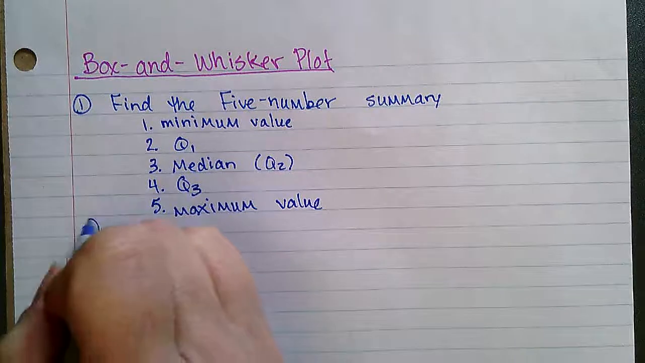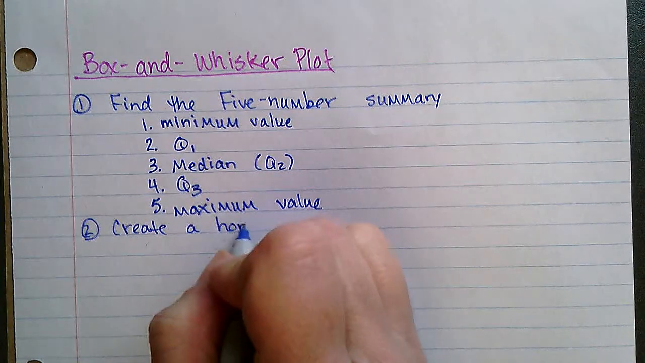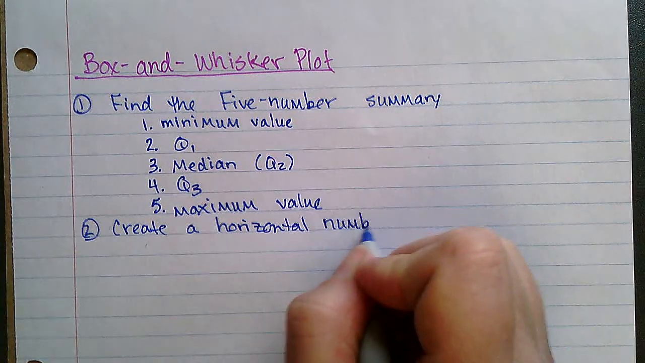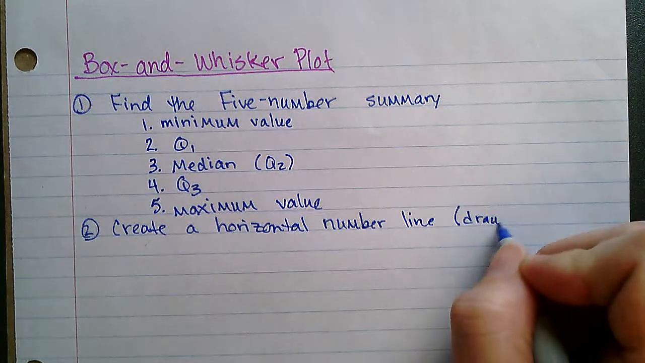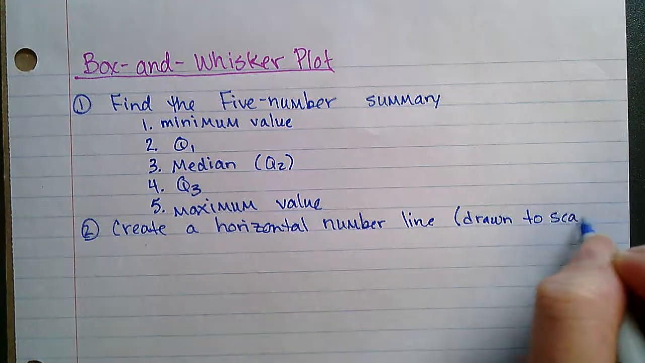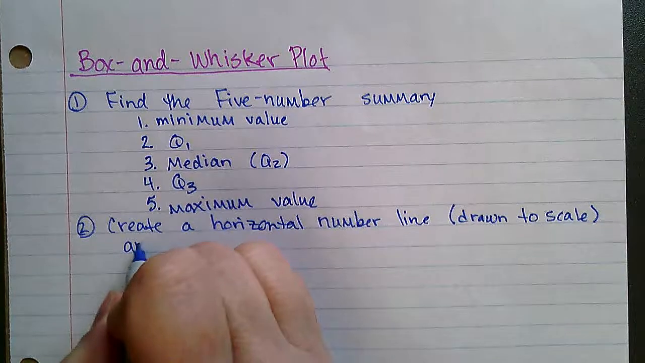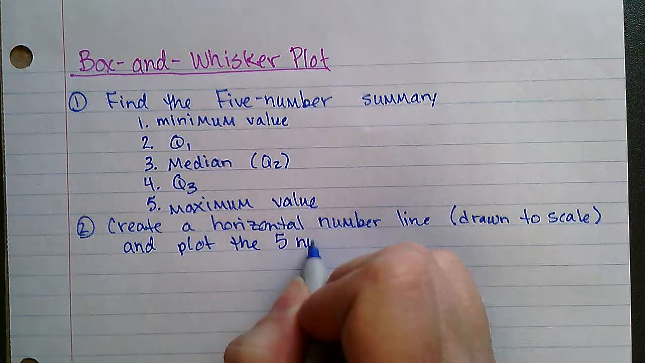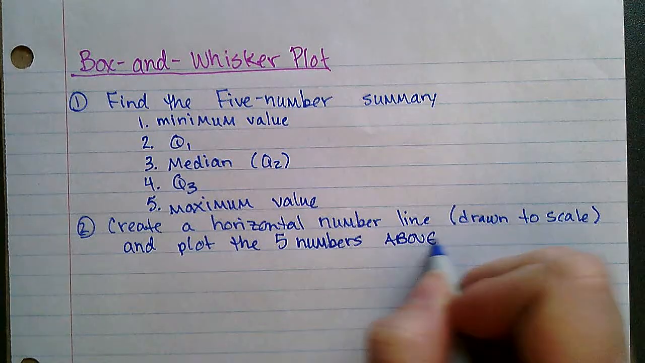Then we are going to create a horizontal number line. And this needs to be drawn to scale. So I can't just put the specific numbers that I want on there. And we're going to plot the 5 numbers that we just found above the axis.